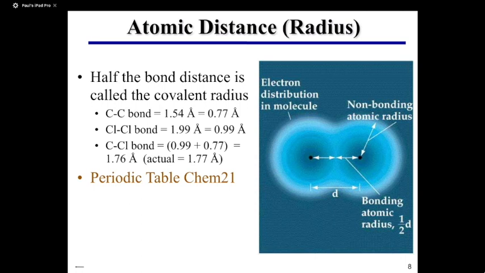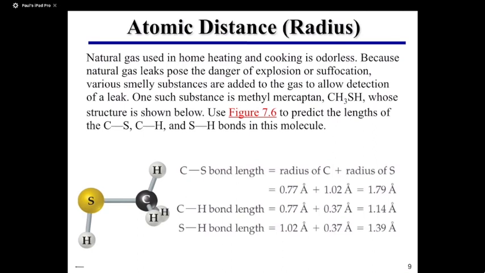So the periodic table in ChEM-111 is what you use. If you're given any molecule, let's say for sulfur, you look up the atomic radius for sulfur and the atomic radius for carbon, each in angstroms, and you add them together. That would be the distance between the carbon and the sulfur. And you could do that for any two atoms that are put together in a bond.